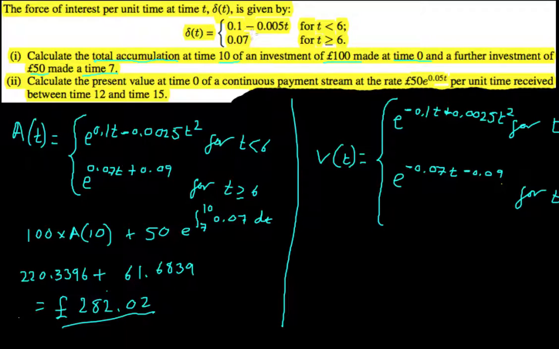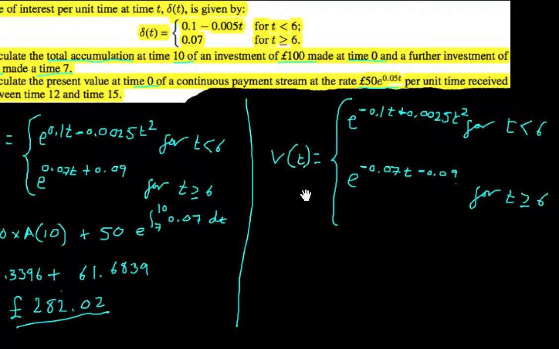So that's what happens when you accumulate those different investments. Now let's look at part II, calculate the present value at time 0 of a continuous payment stream at the rate 50e to the 0.05t pounds per unit time received between time 12 and time 15. Again, I've taken the liberty of working out what v of t is in this case.